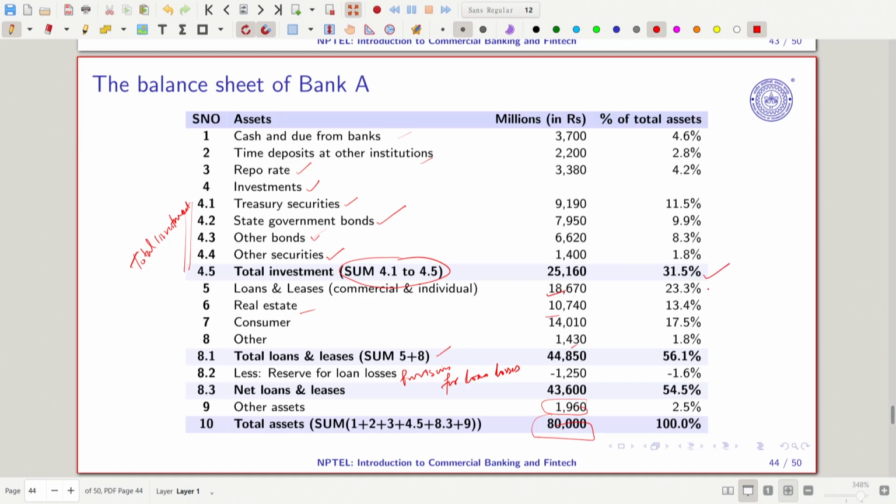So the maximum share in total assets we are finding is the core banking, right? So fractional banking we say, so core banking activity. The bank is getting more than 50% from these loans and leases, real estate, consumers, what they are lending to consumers and others, right? And then 31.5% is coming through this total investment. So this is what it implies here.